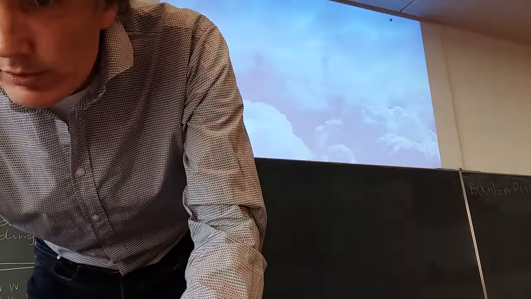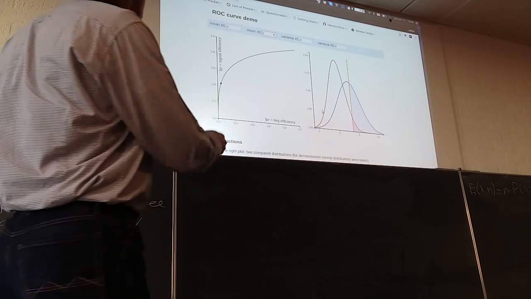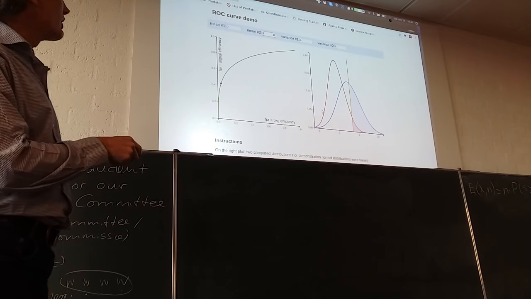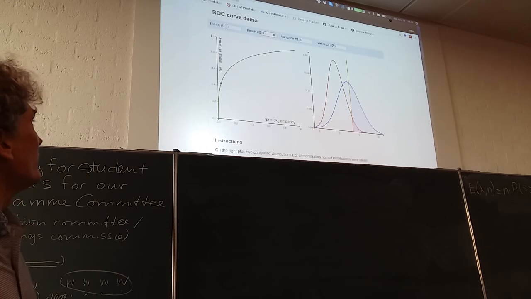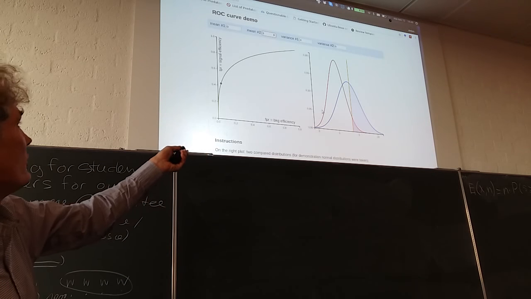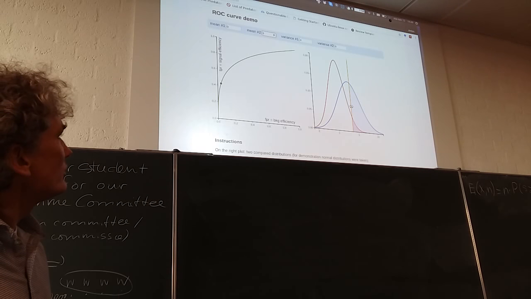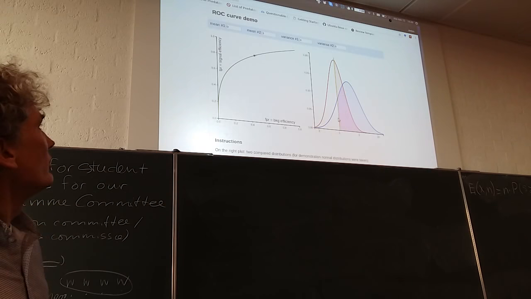There are actually some very cool online tools where you can play with this. So now you can set your mean and variance for the two distributions. You get two distributions here, the negatives and the positives. Over here you have the corresponding ROC plot, and you can set your threshold at different places. So if you shift it, you see the point on the ROC plot shifting along with it.